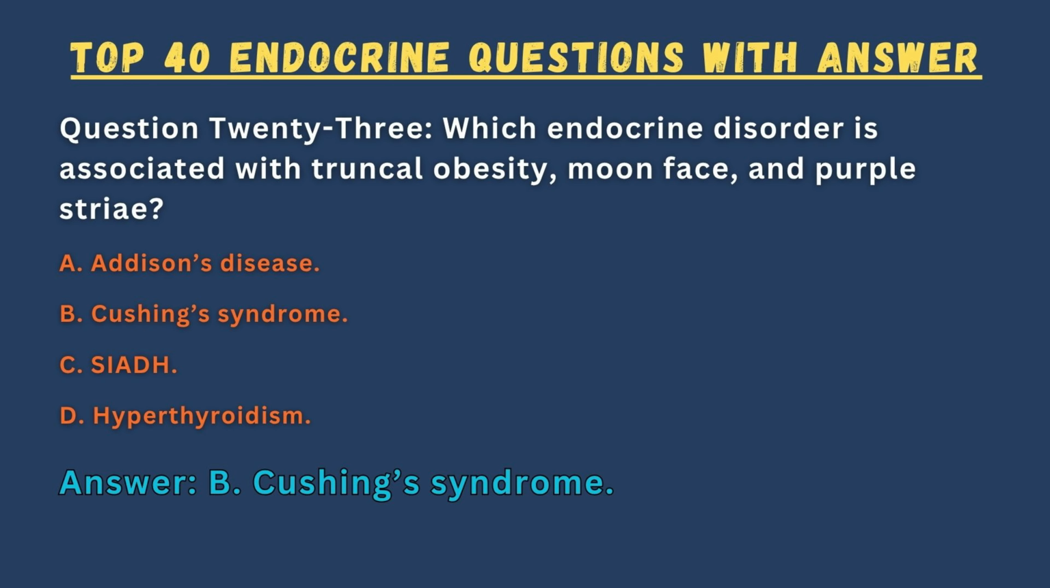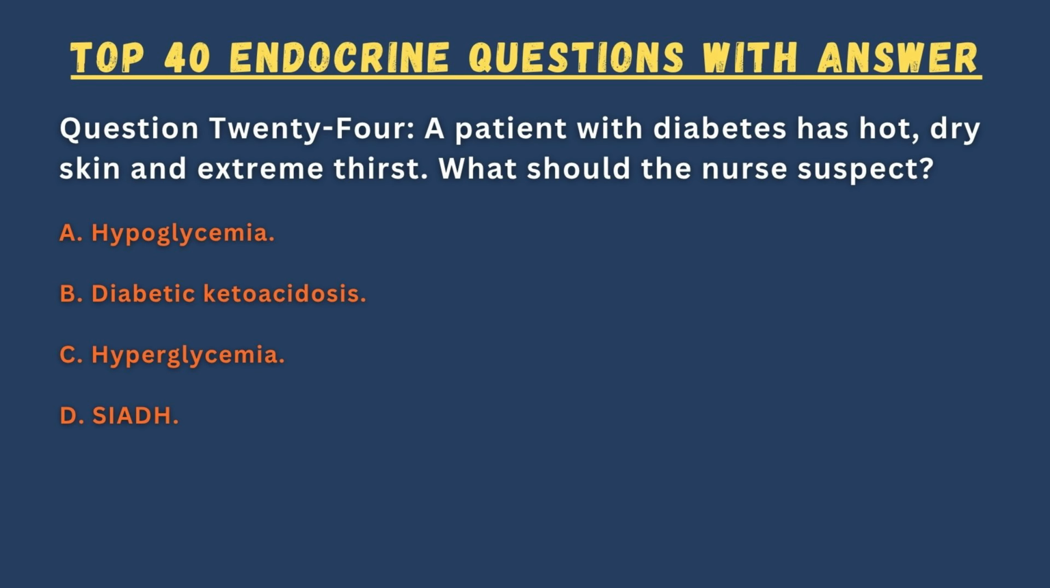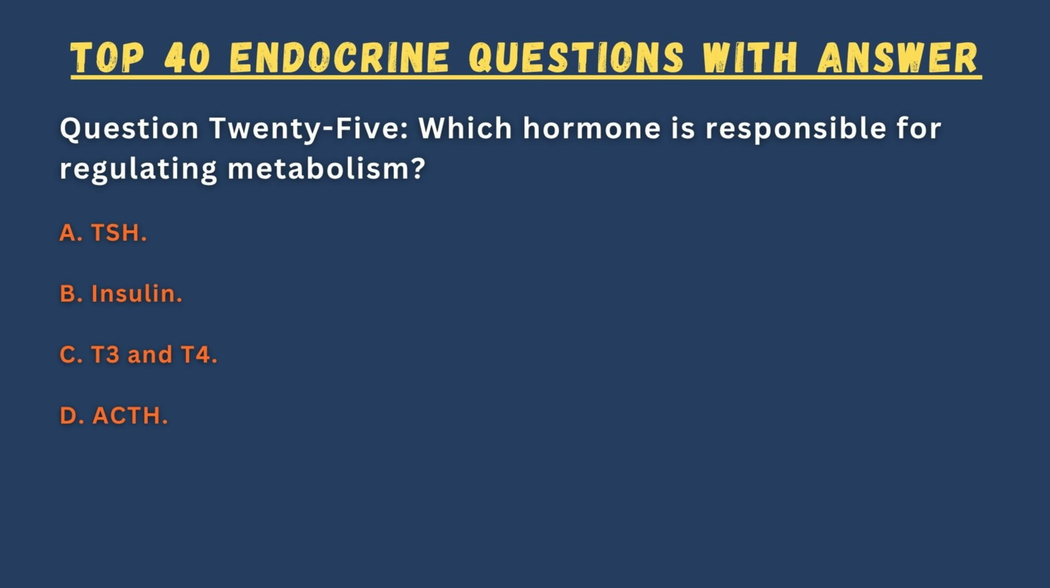Answer: B. Cushing syndrome. Question 24. A patient with diabetes has hot, dry skin and extreme thirst. What should the nurse suspect? A. Hypoglycemia. B. Diabetic ketoacidosis. C. Hyperglycemia. D. SIADH. Answer: C. Hyperglycemia. Question 25.